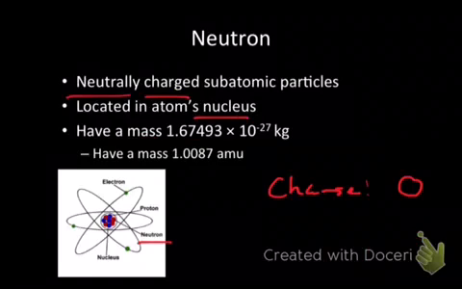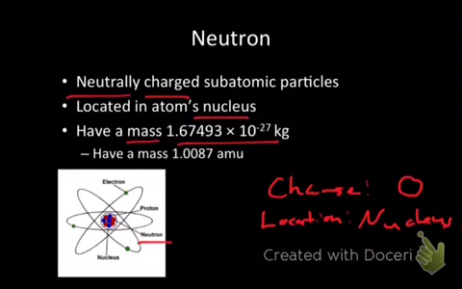And as we know, neutrons are located in an atom's nucleus, and they also have a mass of about 1.67493 times 10 to the negative 27 kilograms. So that's similar to the mass of a proton, a little bit more, also really small in kilograms and not very easy to work with. So instead we're going to call that 1.0087 atomic mass units. So the mass of a neutron is very similar to a proton, also about 1 AMU.